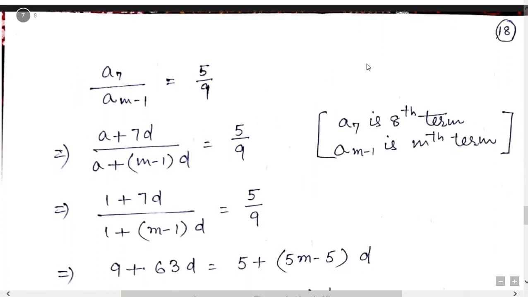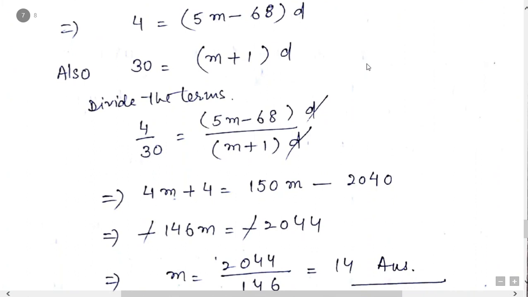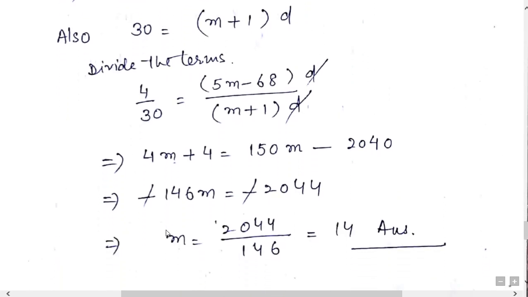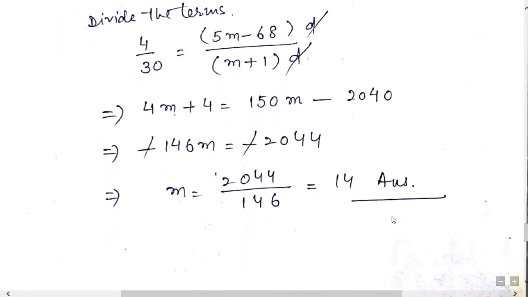We already completed this statement. And the second statement is this one. Now divide these terms, 4 over 30. You can cancel d here and then cross multiply. After solving, you can calculate the value of m, that is 14.